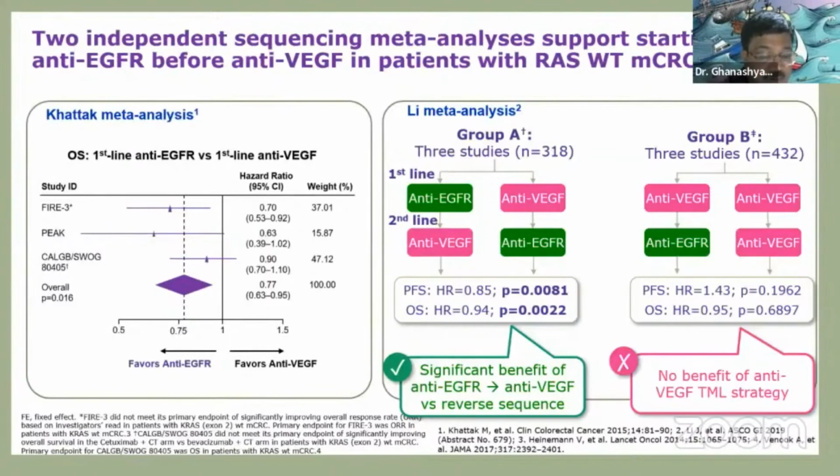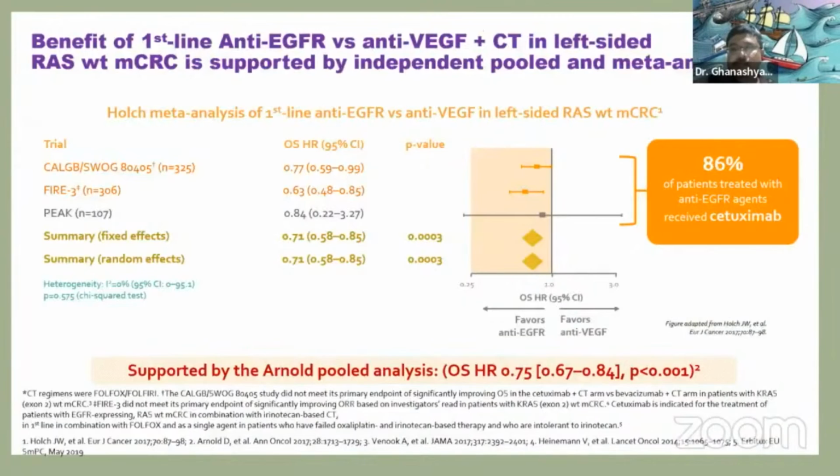Next, please. So this is the data which suggested that there are two meta-analyses. In fact, there is a third one also which says that in the given situation, everybody will be using EGFR inhibitor first rather than the VEGF inhibitor. So we don't need to discuss that. Next. This again is another pooled analysis suggesting the same, that if you use cetuximab first or EGFR inhibitor first, you get the survival advantage. Next one.